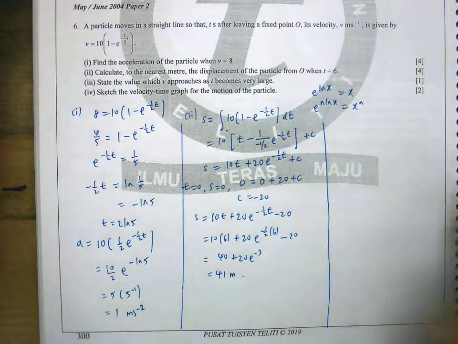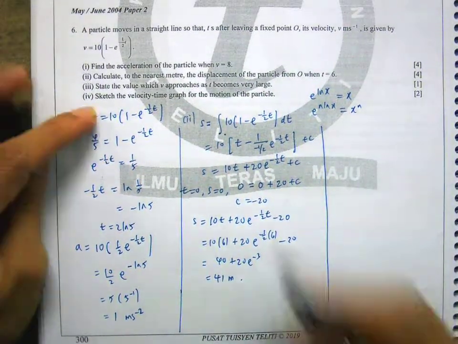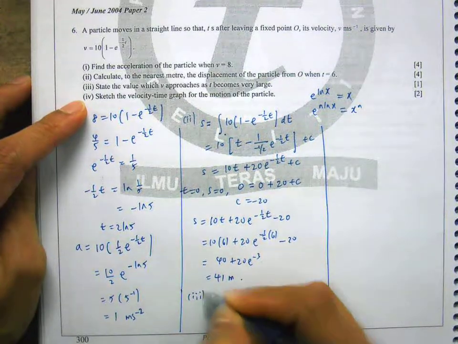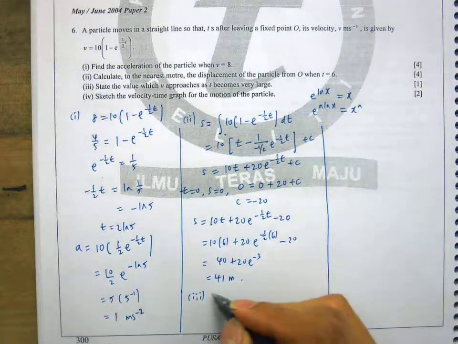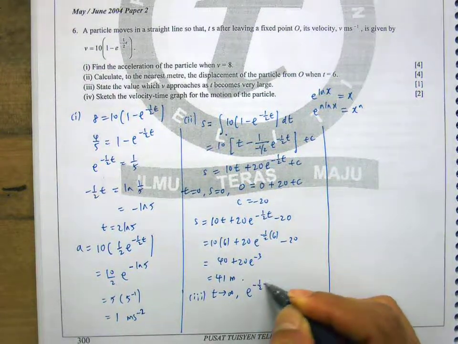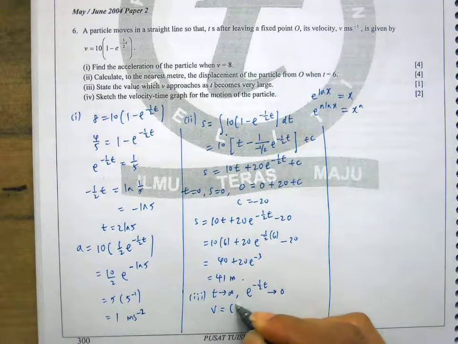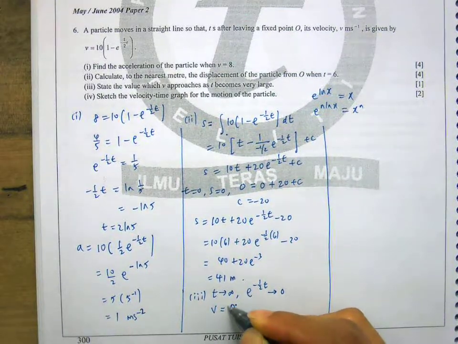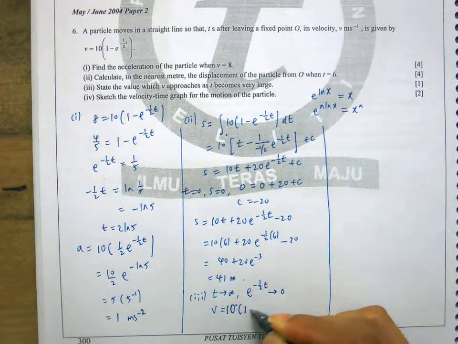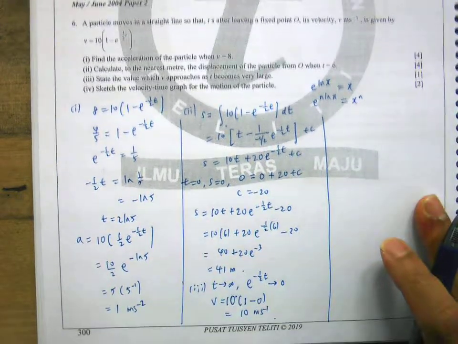Sketch the velocity time graph for the particle. Okay, sorry. State what happens when t becomes very large. Okay, you know this, right? When t approaches infinity, anything to the power negative infinity is 0. So your velocity will be what? 10 multiplied by 1 minus 0. Answer 10. It approaches 10 meters per second.